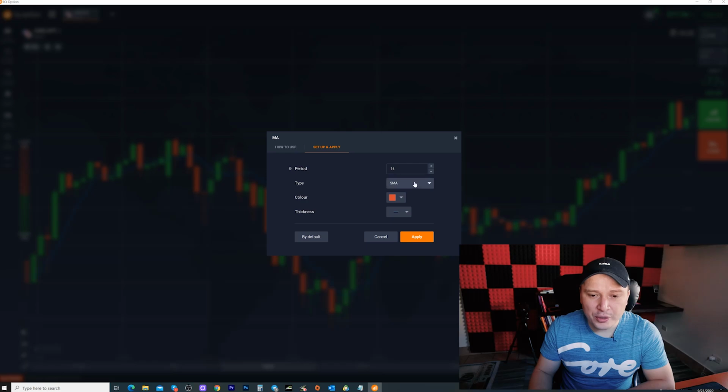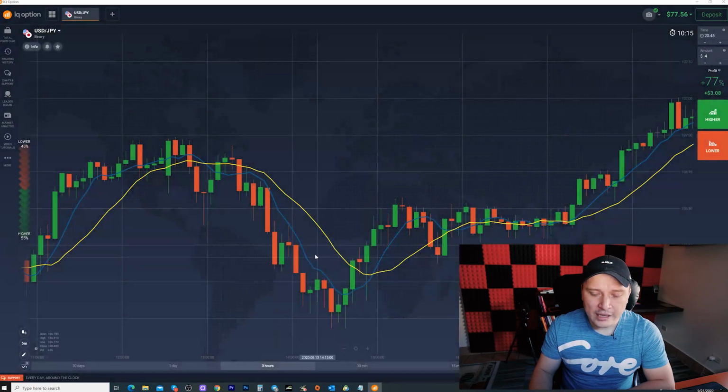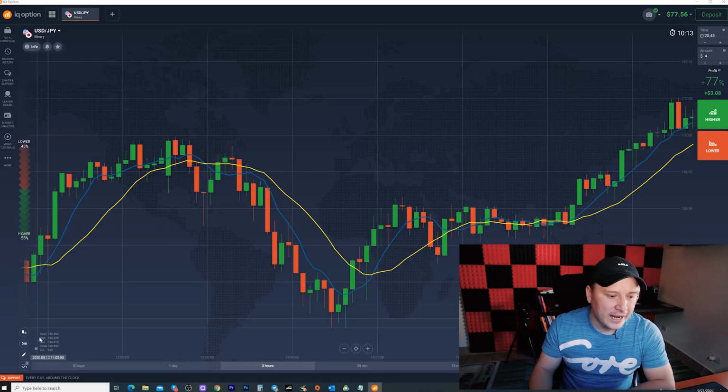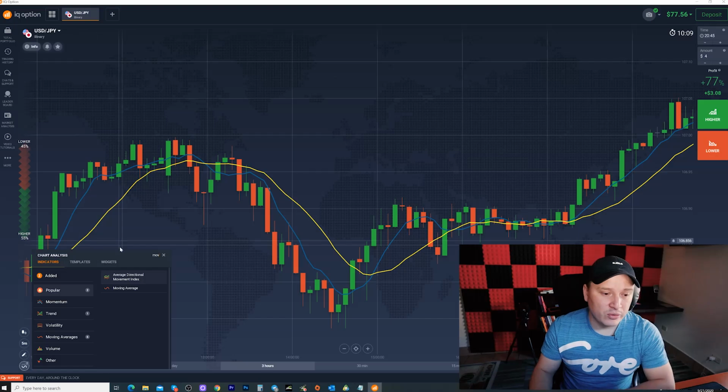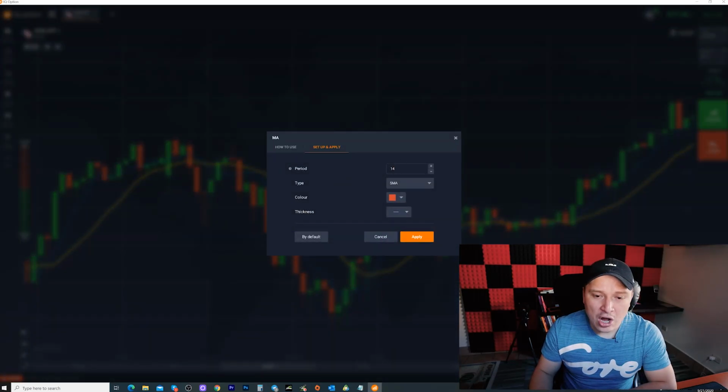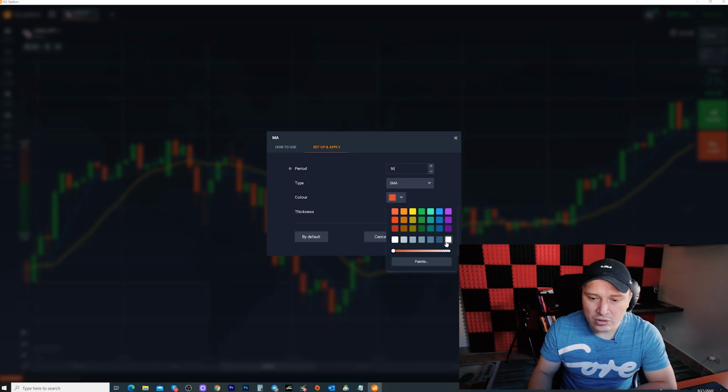This one is going to be with a period of 14, SMA as well, which means simple moving average. And this one is going to be yellow color and thicker as well. Click apply, and that's it. And you're going to add one last moving average, which is the white color, in the period of 50 and SMA, and you can use white color thicker as well.